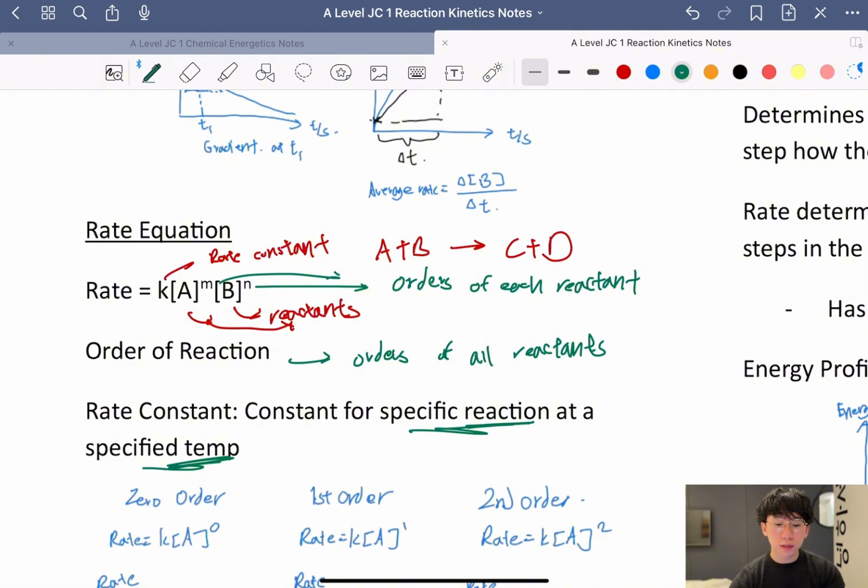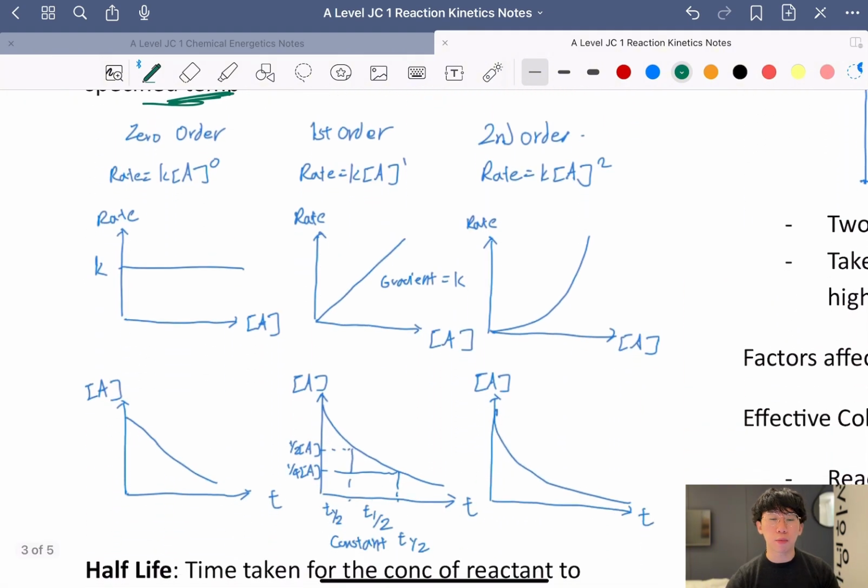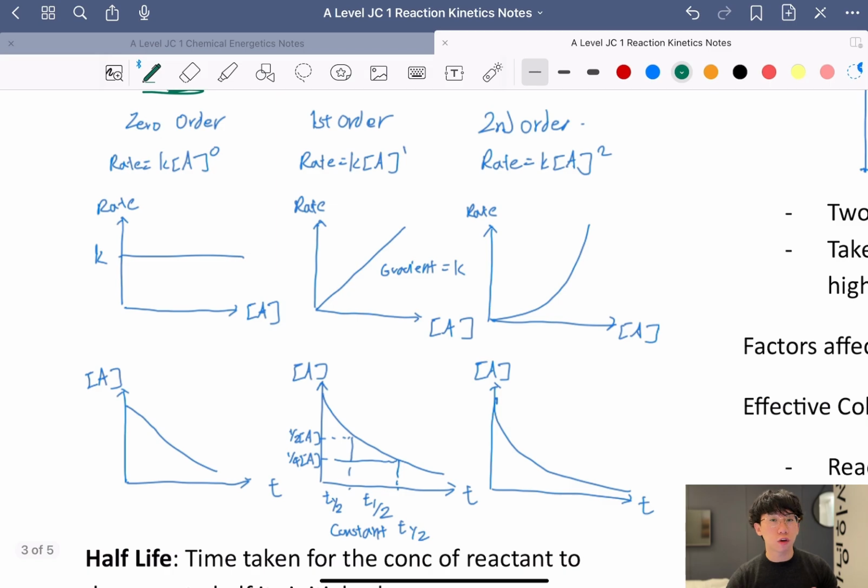So if we look down over here, this is a good summary of the different orders of reactions and the different graphs that you have to take note of. Do take note that for each graph itself, I don't really want you to memorize the graph. I want you to apply your knowledge on orders of reaction in order to attain the graph. So please take note, these are not really for memorization.